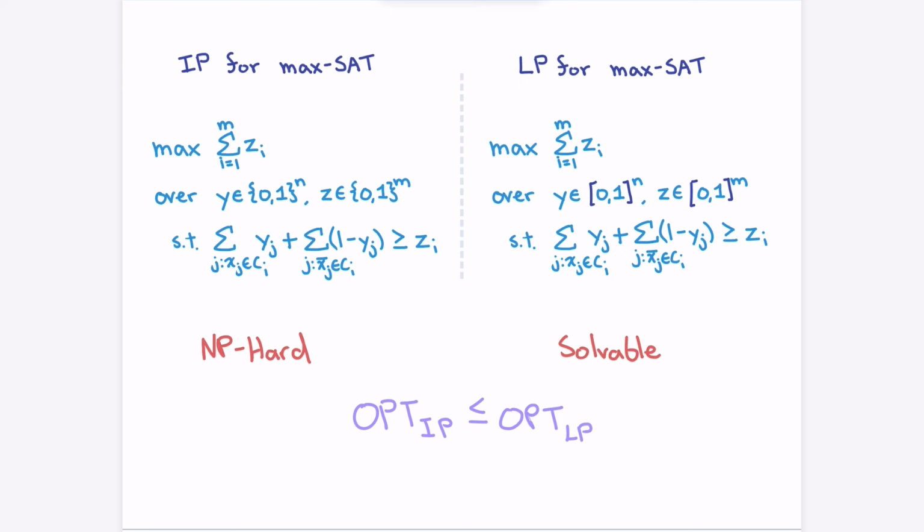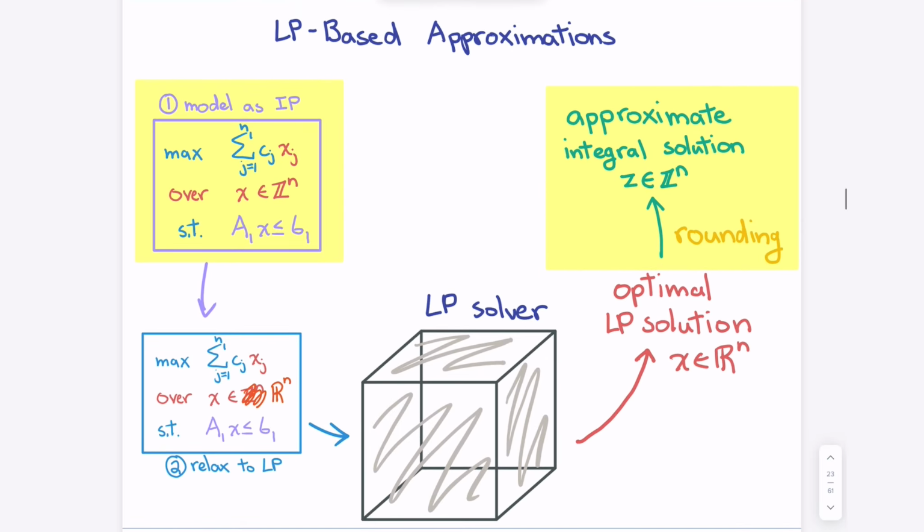Okay, so I should have erased this. Okay, so we can feed this into our LP solver, some polynomial time black box, and we get this optimum solution, and now we just have to figure out how to turn it into some actual assignment.